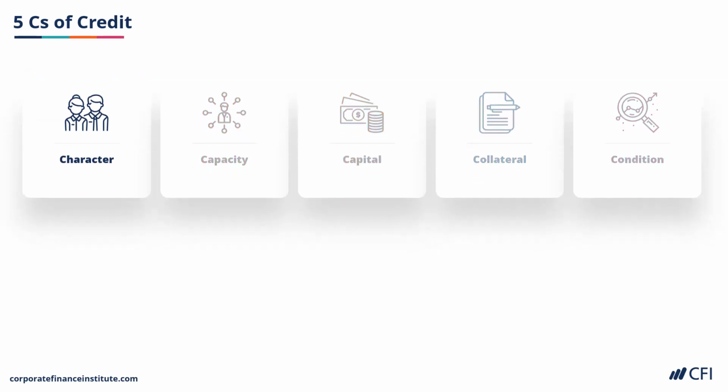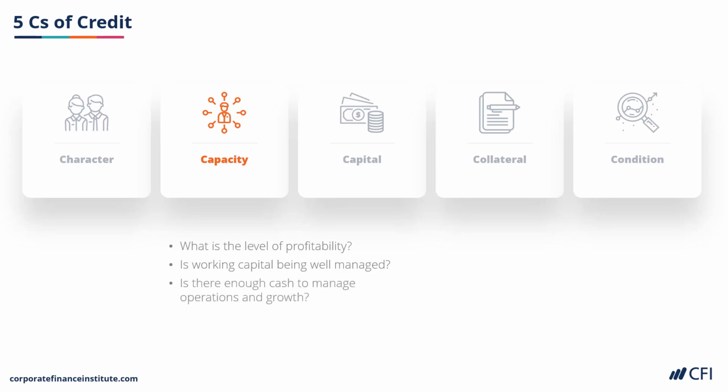Let's examine character first. When we look at the character of a business, we want to ask ourselves a few questions, like who is the company, what is its reputation, and where does management want to take the business? Now let's look at capacity. We'll be asking questions like what is the level of profitability, how is working capital being managed, and is there enough cash to manage growth and operations?